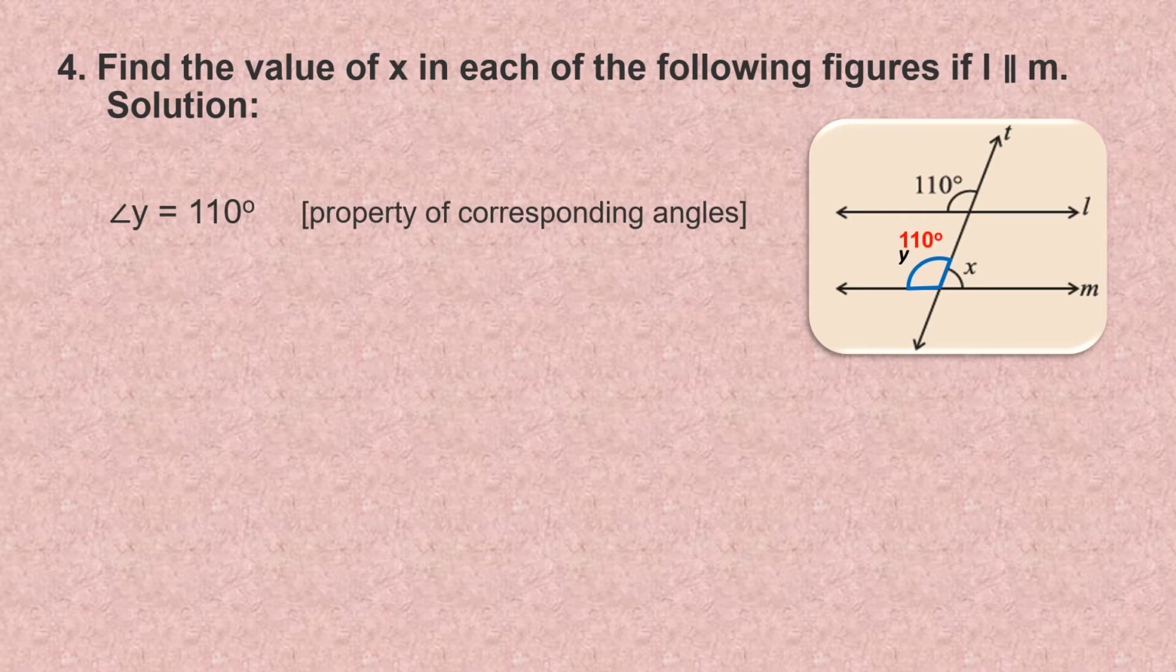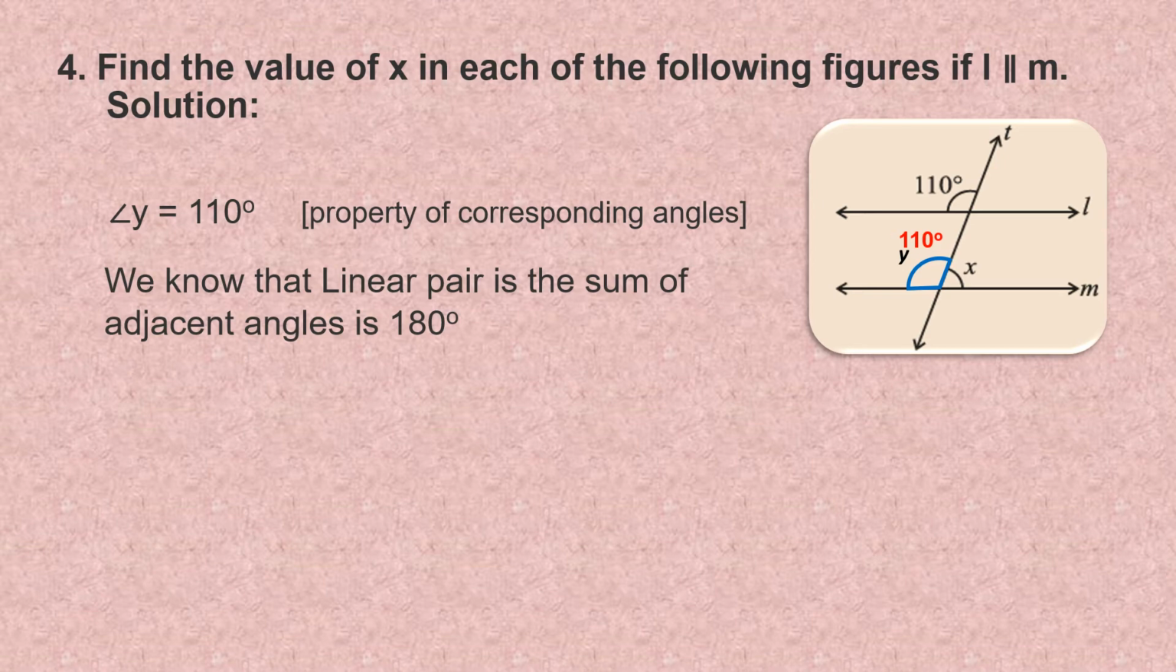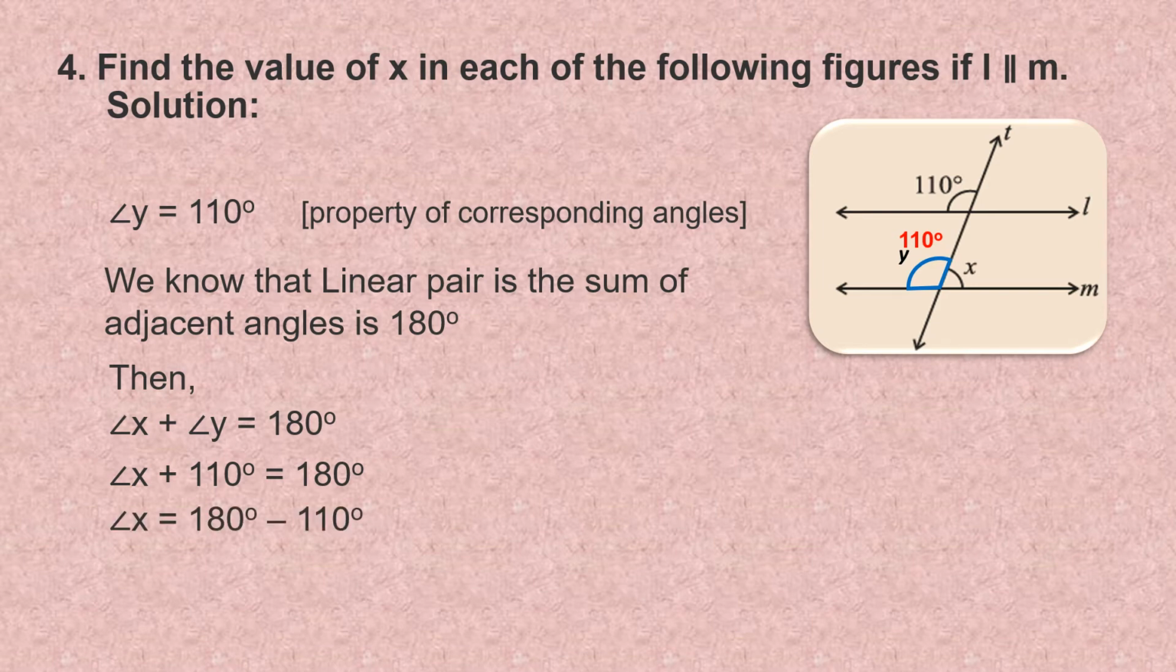So x plus y is equal to 180 degrees because it is a straight line, a linear pair. So x plus y is equal to 180 degrees, and then we substitute angle y equal to 110 degrees. We get angle x equal to 70 degrees.